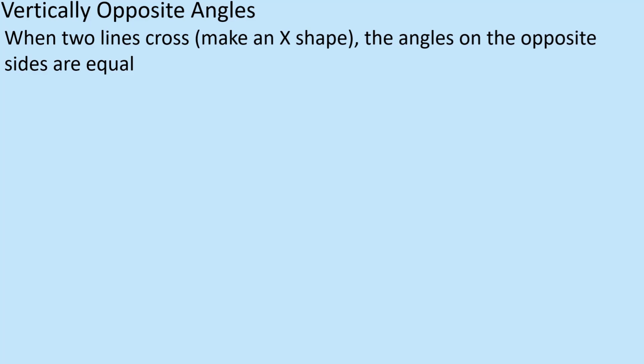Hi there everyone, just a quick lesson on angles in parallel lines and specifically vertically opposite angles. There are a few lessons on angles in parallel lines, but this is one where two lines cross each other making an X shape, which means the angles which are opposite are equal.